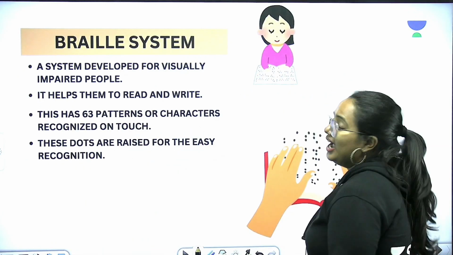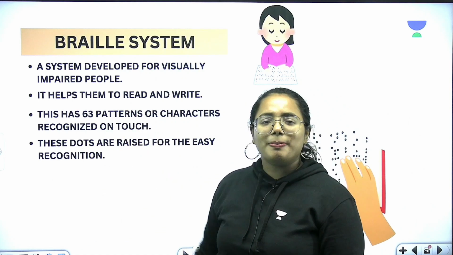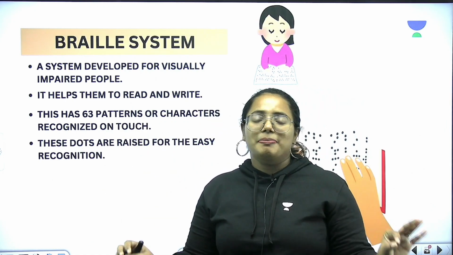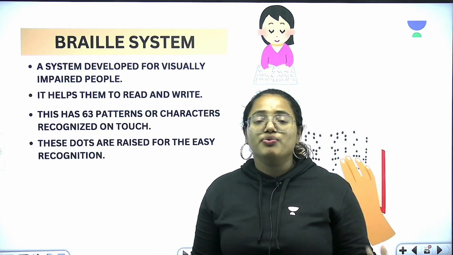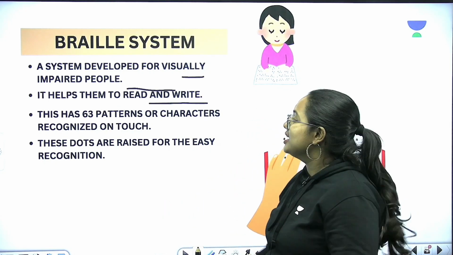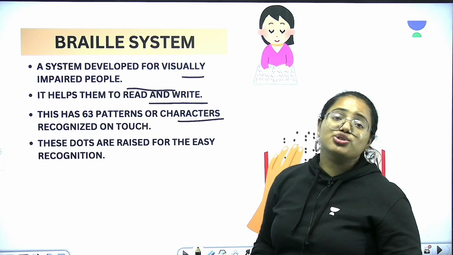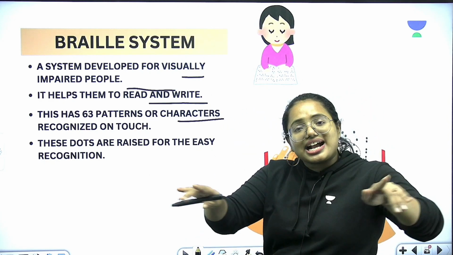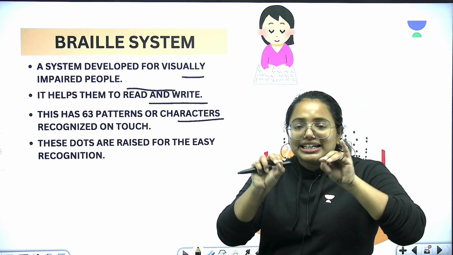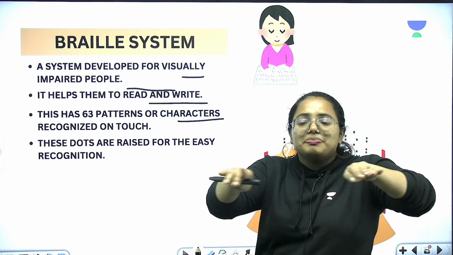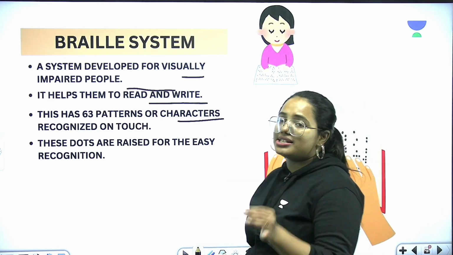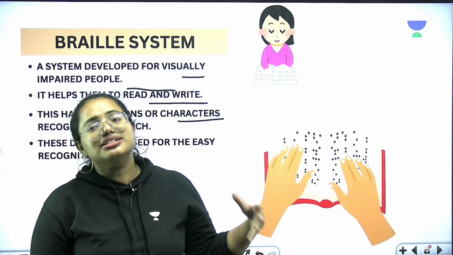Shall we move on? And now we are going to learn the very last topic of it. It's nothing but Braille system. So what is Braille system? This is nothing but a system that has been developed for visually impaired people. So this helps them to read and write, and this has 63 patterns or characters they can simply recognize on touch. These characters are a bit raised so that they can simply touch and recognize the characters.